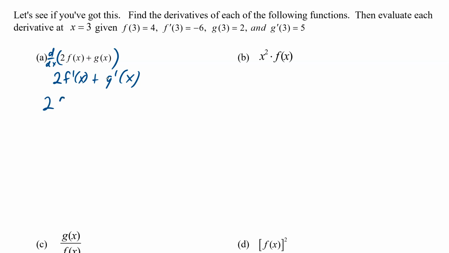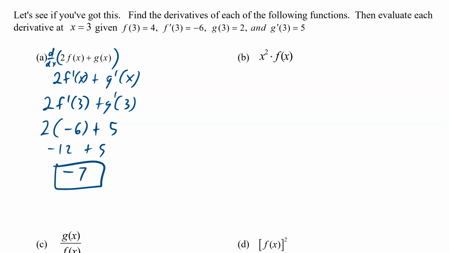So now if we plug in f prime of 3, and we plug 3 into g prime, we can find their values. So f prime of 3, g prime of 3, and so that would be negative 12 plus 5 is negative 7. So our derivative of this is negative 7.